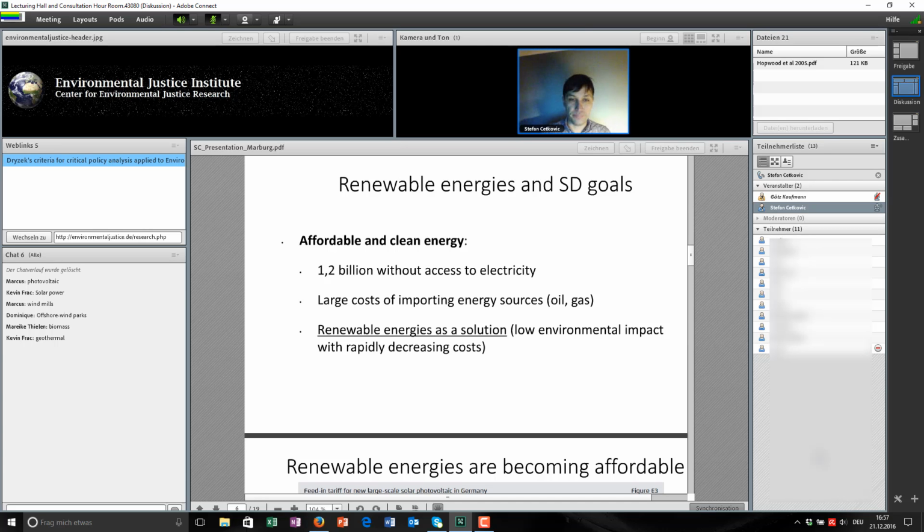to power its economy. And here, of course, renewable energies are sort of like a natural solution to deal with this problem. On the one hand, because renewable energy sources have low environmental impact, or they have lower environmental impact than fossil fuel-based sources. But on the other hand, what is also important is that we witness a rapidly decreasing cost of these new renewable energy technologies. And this is very exciting.